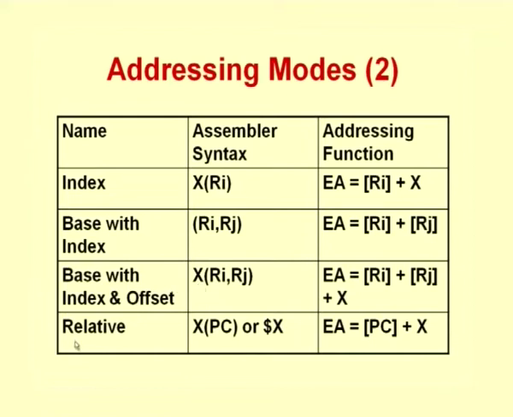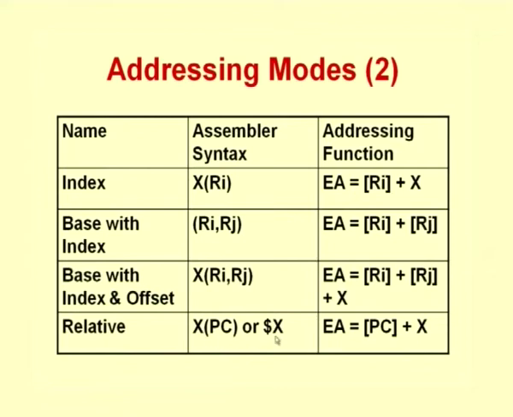The other addressing mode we have is a relative addressing mode. Here again this is very similar to the indexed addressing mode, but normally the indexing is done with respect to the PC or the program counter. So, the effective address here is calculated as contents of PC plus x.